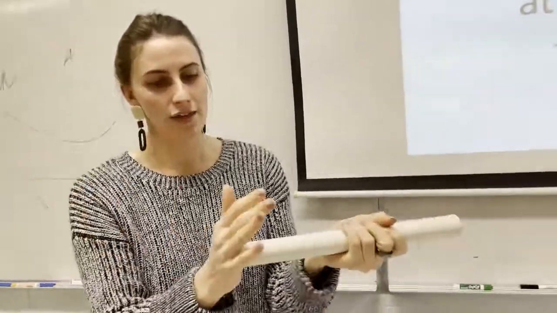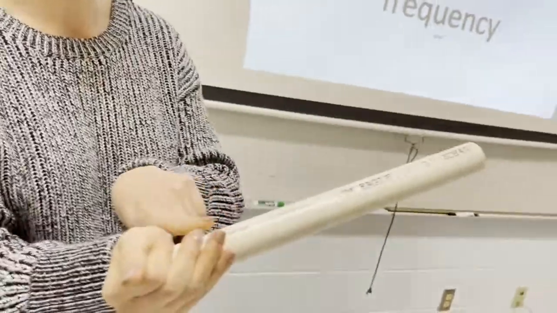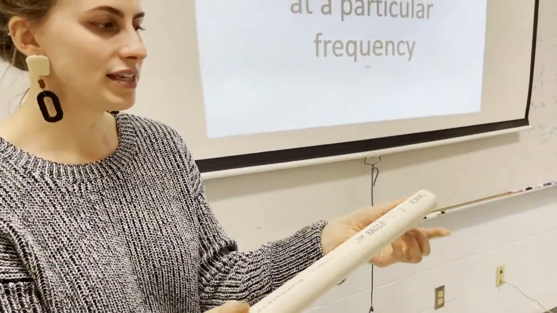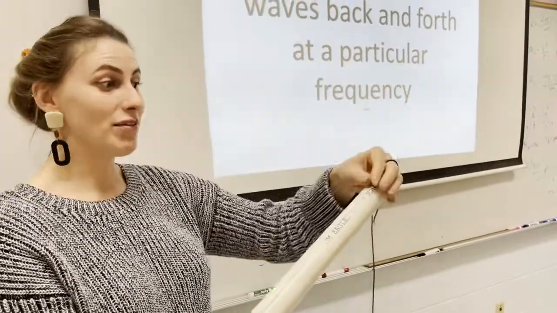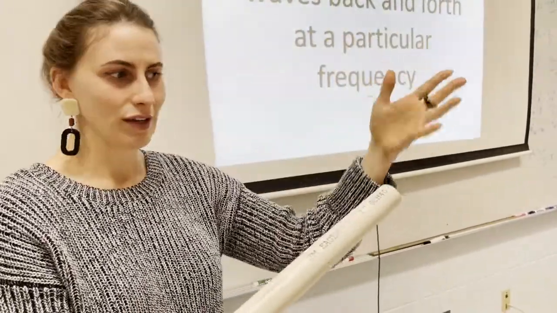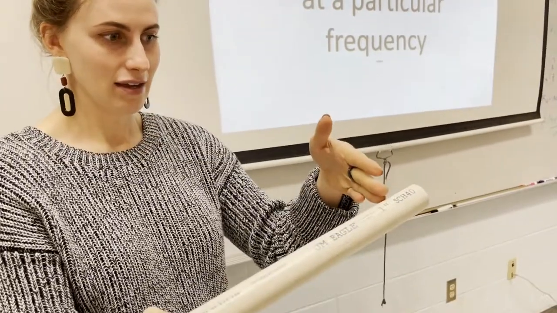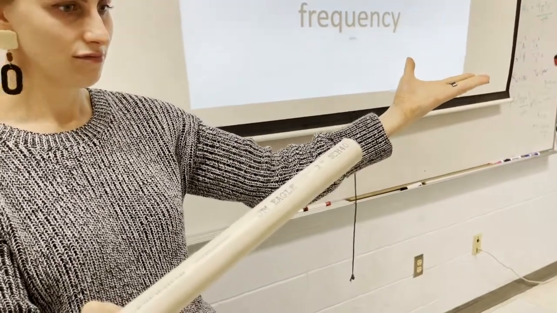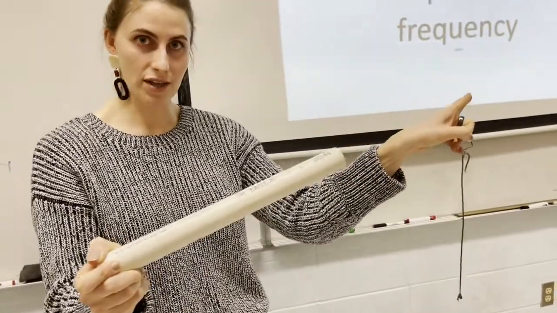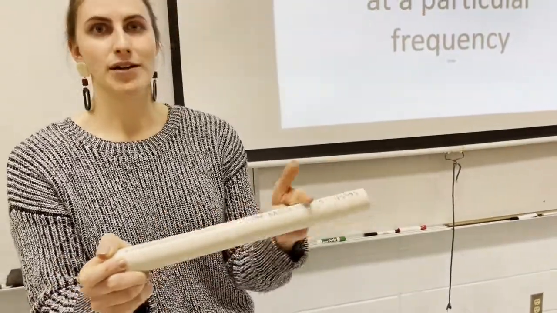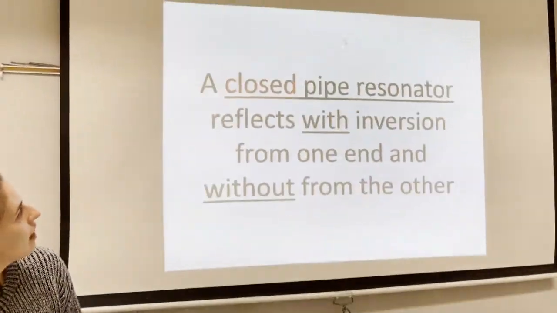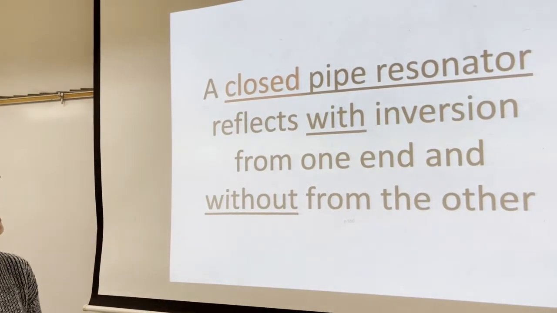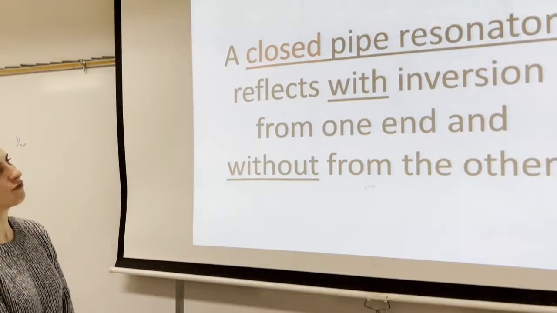So when you hit this, the bubble is confined to moving this way along the pipe, and it can't expand because the walls are in the way. Once it gets to the end, all of a sudden it can't expand. That's a difference between the properties of the medium, so you get some of it reflected. And then what happens to the other part of it? It reflects and transmits. And that's the resonator part. So a closed pipe resonator reflects with inversion from one end and without from the other.